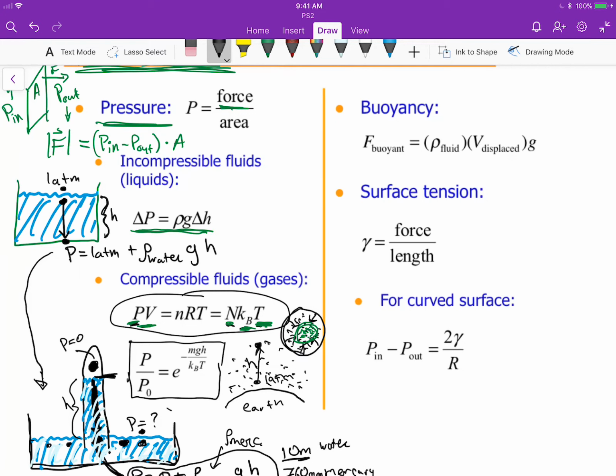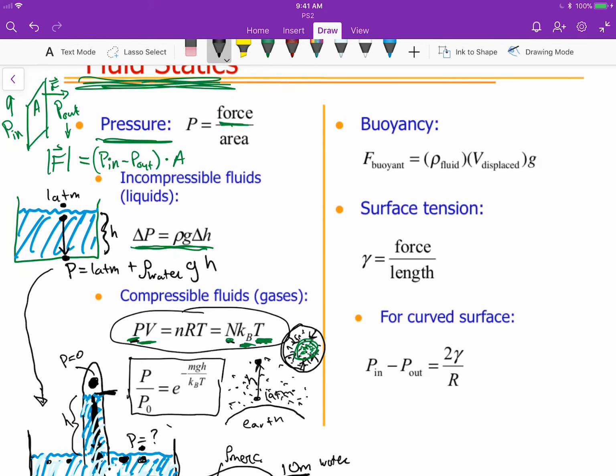So now buoyancy. Buoyancy is just a force on any object that's in a fluid. So it's like we have some container, and then there's some fluid in it. Let's put a balloon in there.